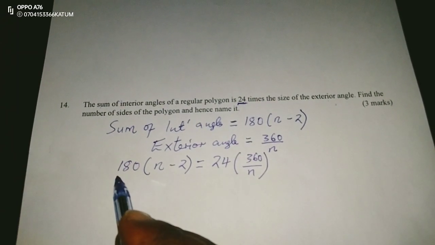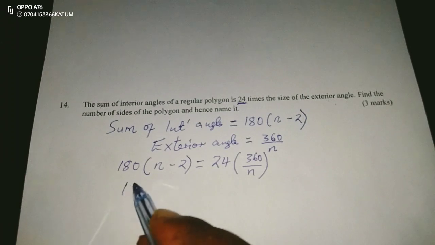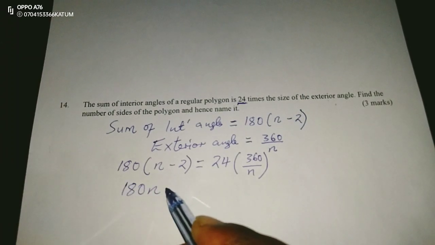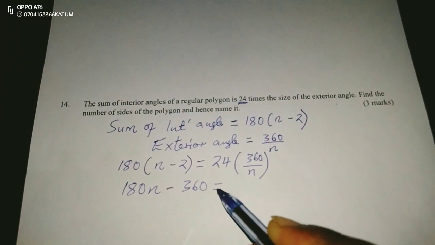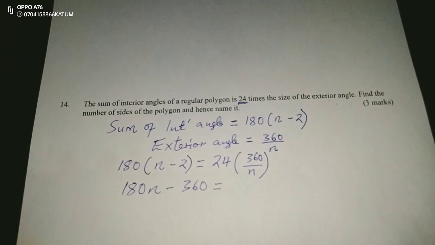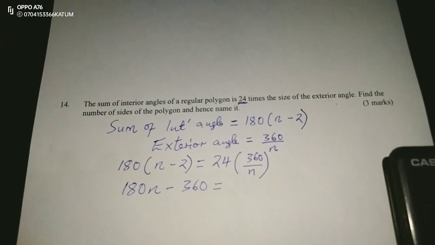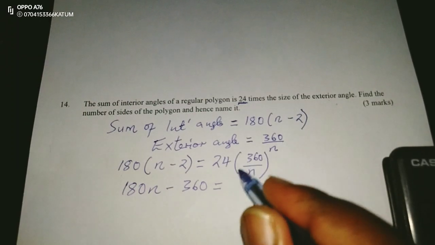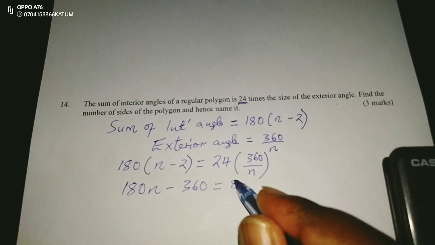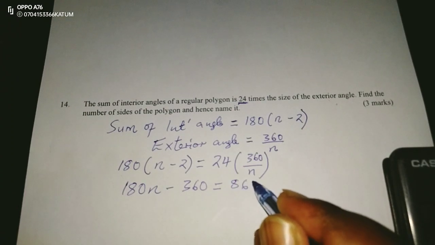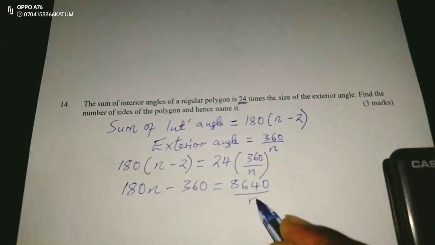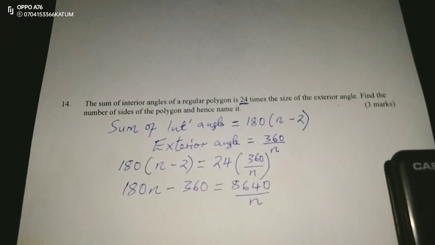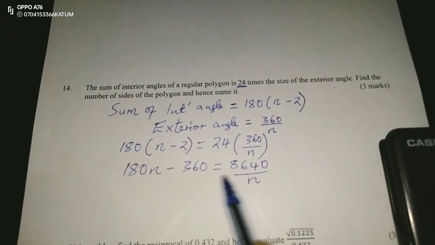So we're going to have 180 n minus 360 equals to, we have a 24 here. So let me multiply 24 by 360 to have 8640 divided by n. So we can multiply through by n to do away with the fraction.